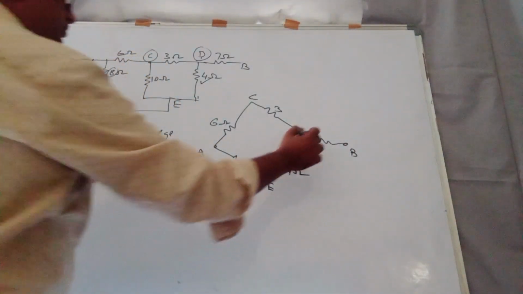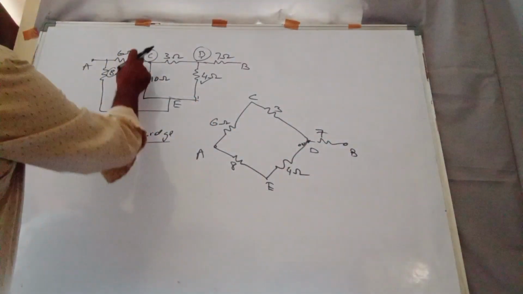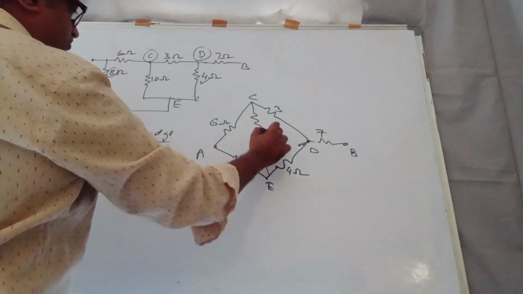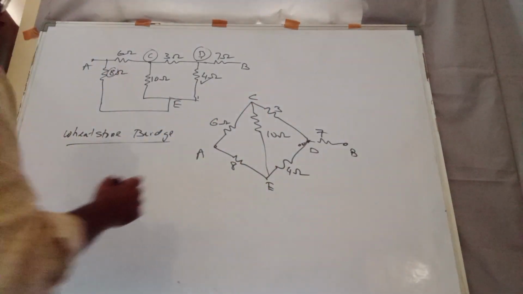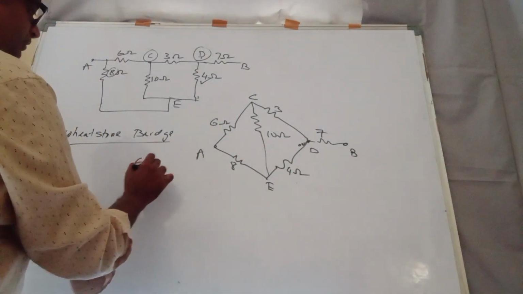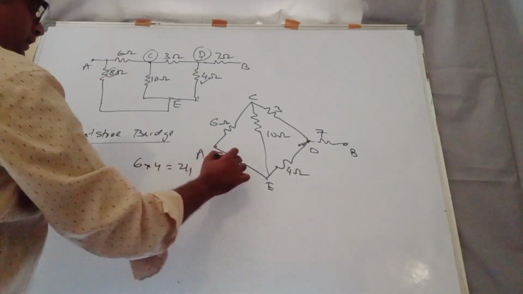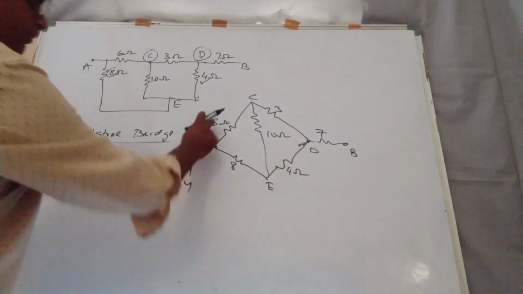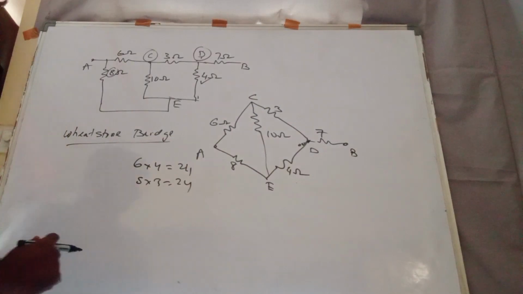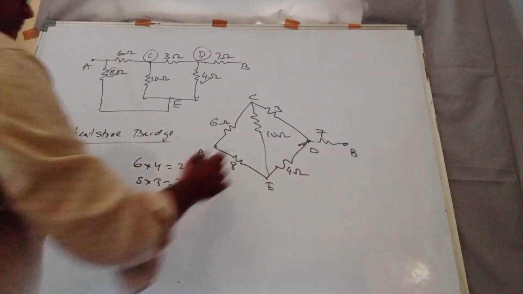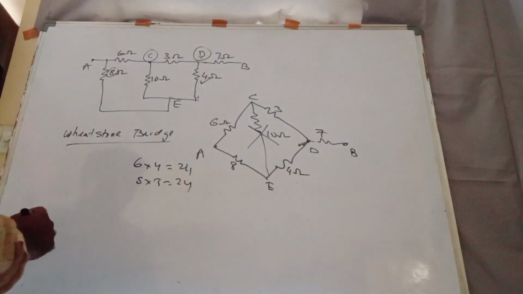So like this you have to make a simplified circuit, and you can see here from C to E there is 10 ohms. So this is a balanced Wheatstone bridge because 6 into 4 is 24 and 8 into 3 is 24. Okay, you just have to cross multiply like this, then we'll come to know whether it is a balanced Wheatstone bridge or not. In this situation no current will go through this branch.